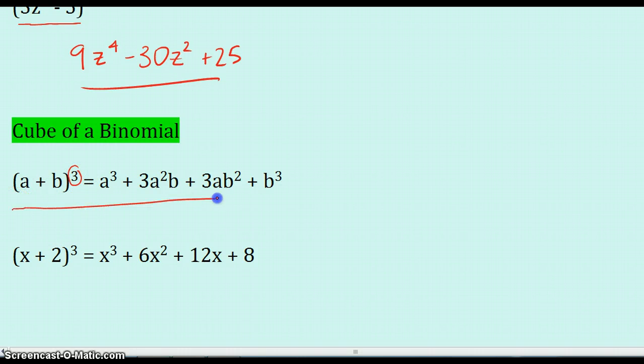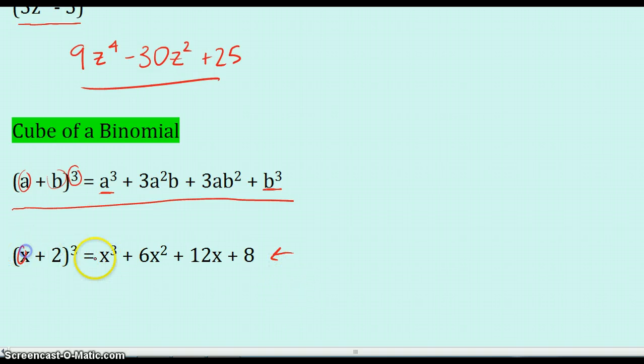And this is just a general case, so you can see the rule written out. If you have a binomial cubed, what you're going to do is cube your first term, we get a cubed, and also cube your last term, that's where we get b cubed. And in the middle here, you're going to do 3 times a squared times b, and also add 3 times a times b squared. And you can see in this specific example here, that's what we do.